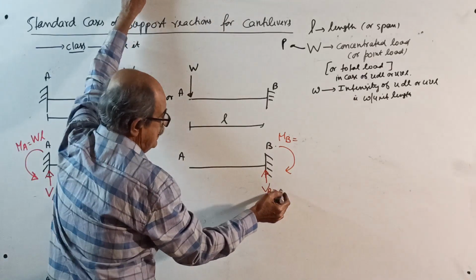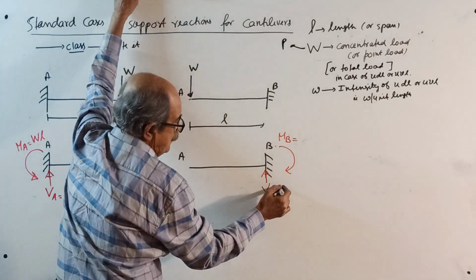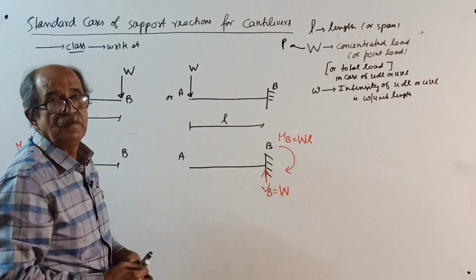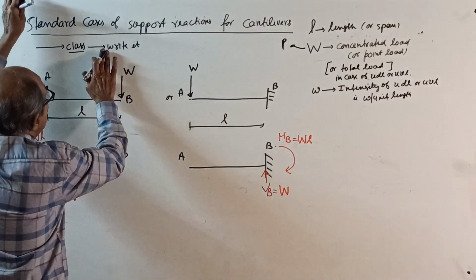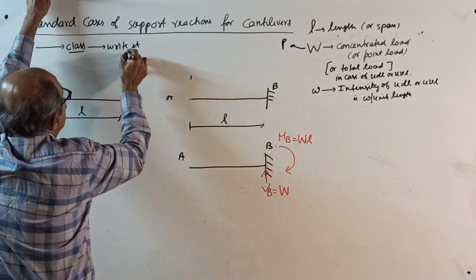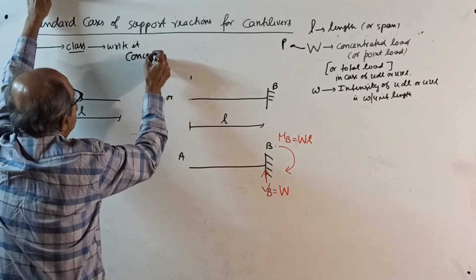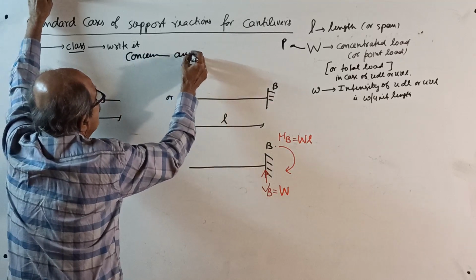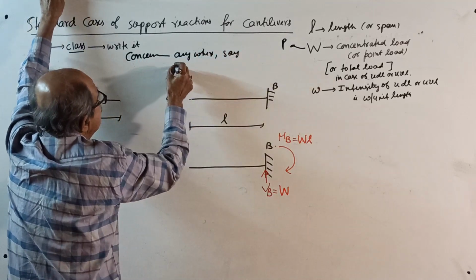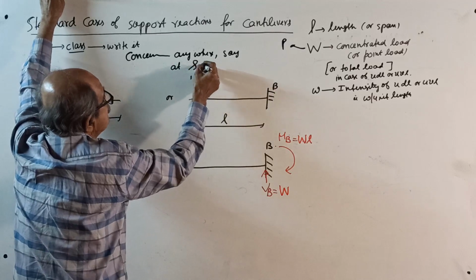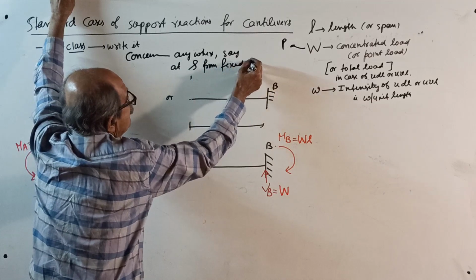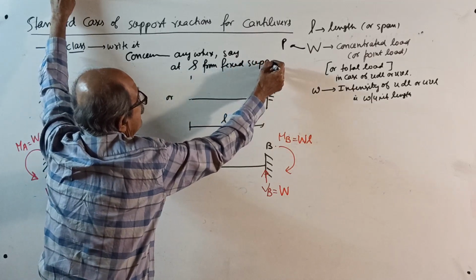WL. Here, this is anti-clockwise, but here, VB is WL. Over. Okay, next, write here. You should write concentrated load anywhere, say at S from fixed support. Very important, fixed support, very, very important.